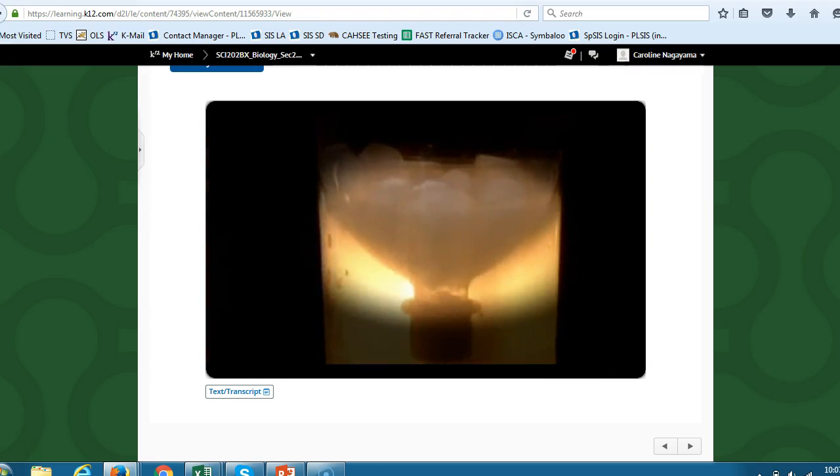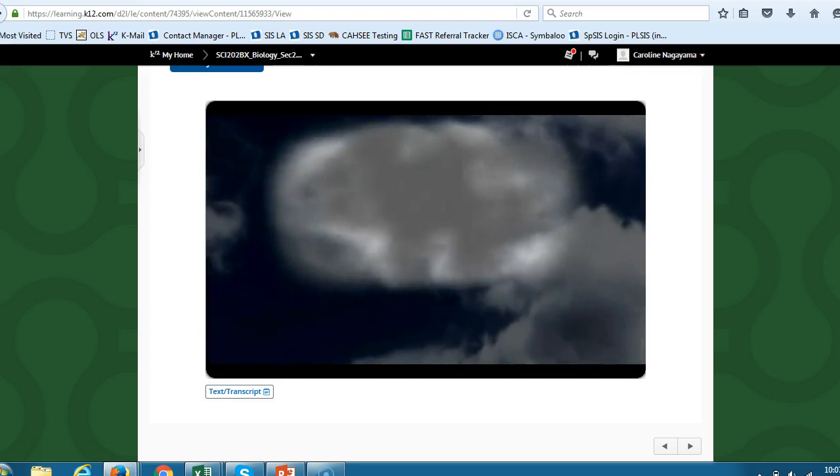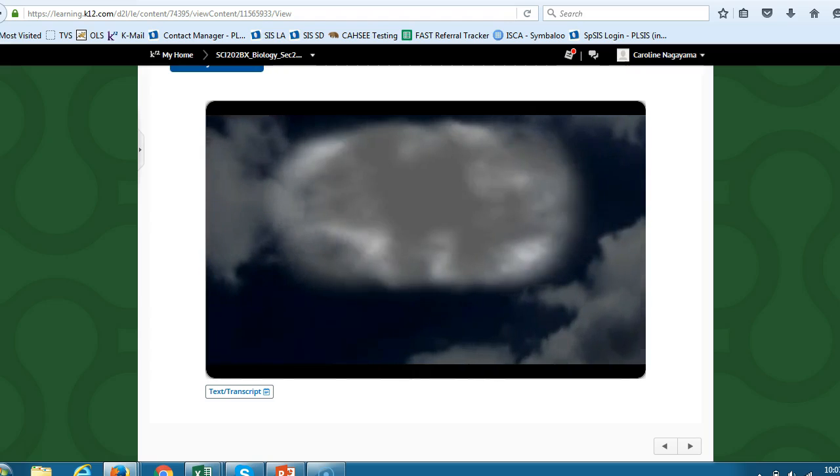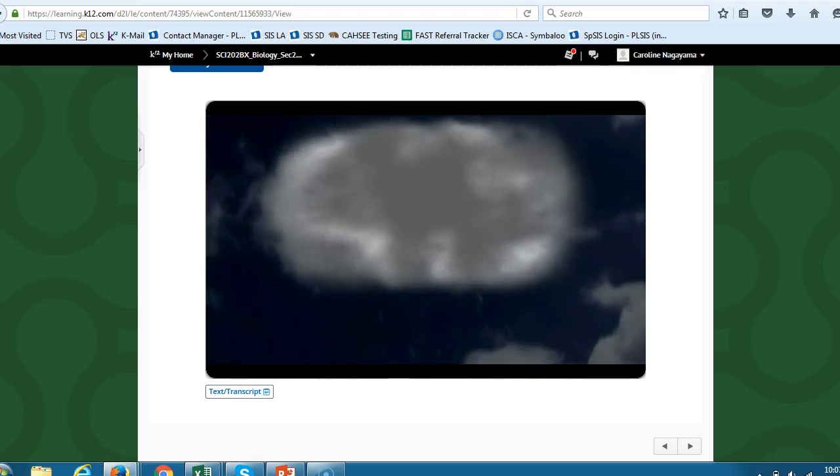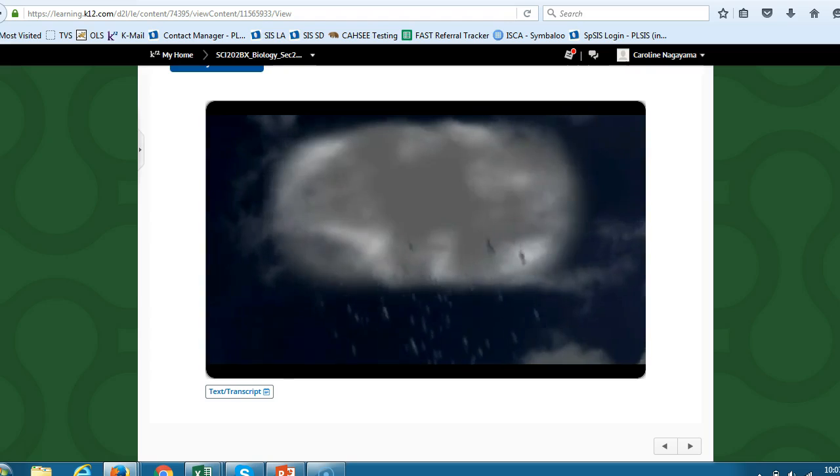When so much water has condensed that the air or the clouds cannot hold any more, then we get precipitation. Water falls back to the Earth in the form of rain, hail, sleet, or snow.